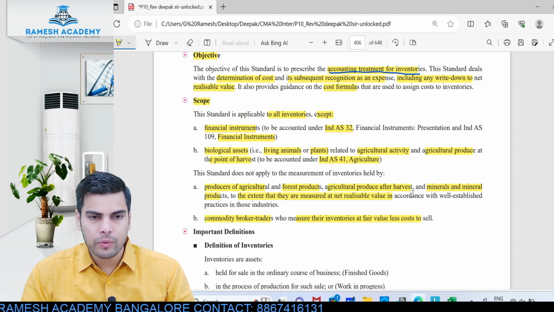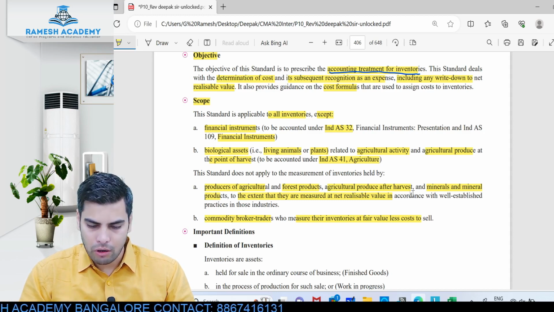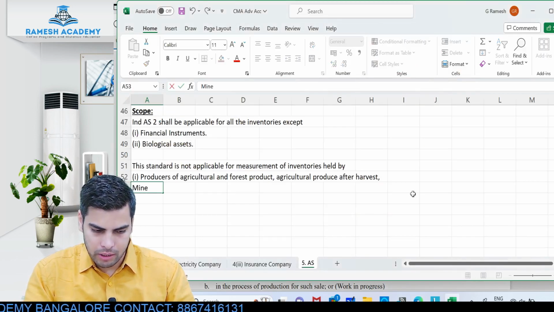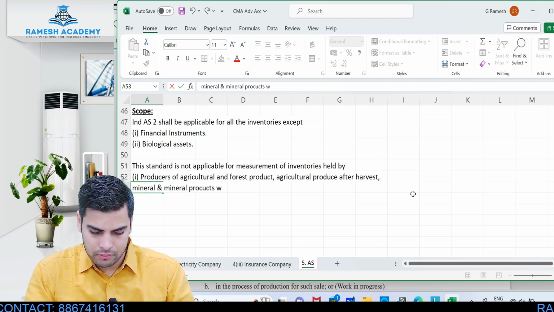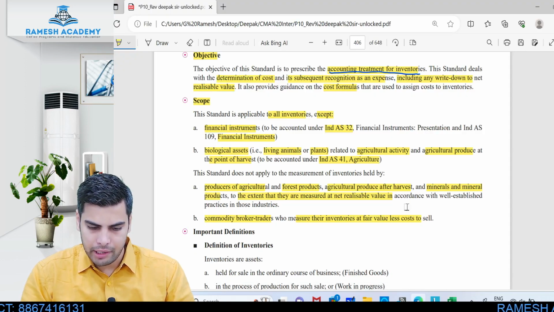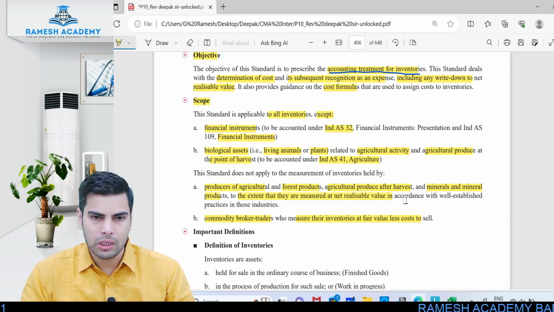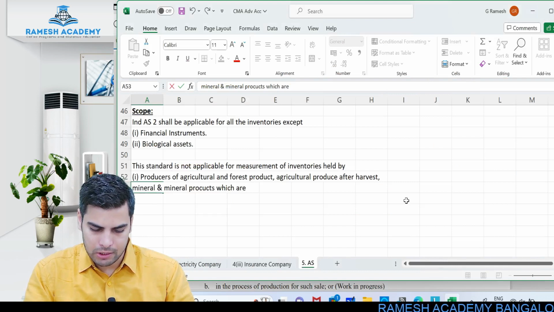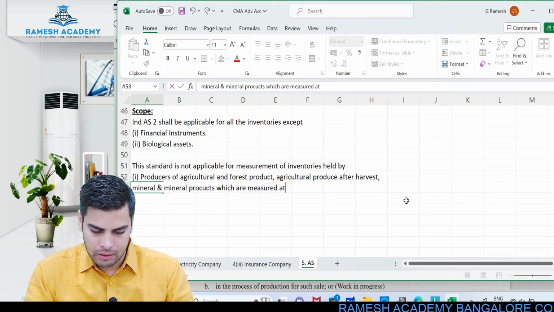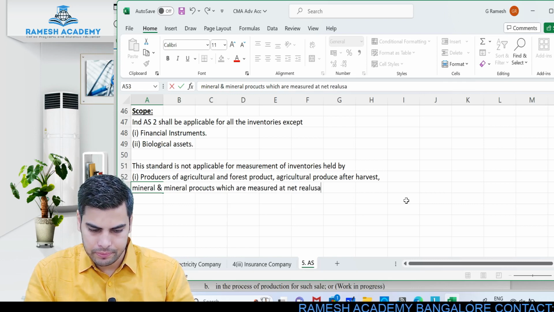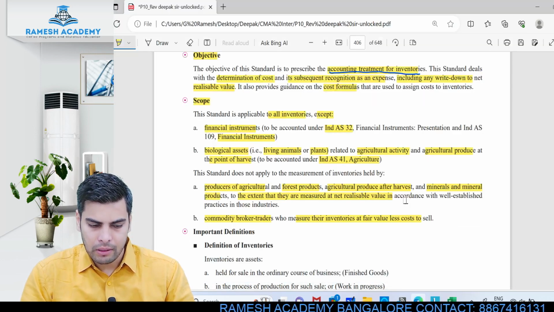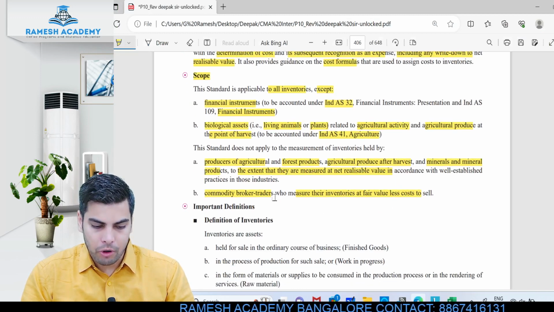In the same way, it will not be applicable for measurement of mineral and mineral products which are normally measured at net realizable value in accordance with well established principles or practice. Clear? In the same way, this will not be applicable for commodity brokers.